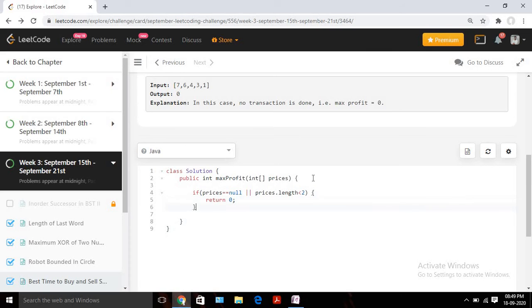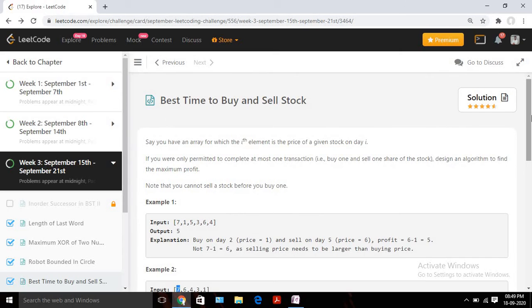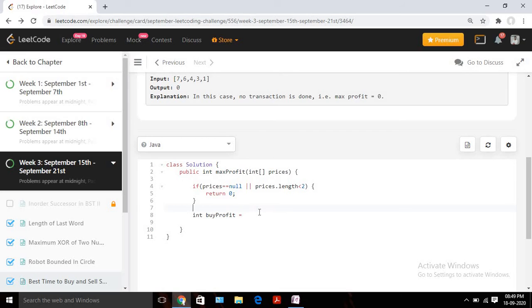Or else we are going to take 2 variables. In one variable I am going to store my buy price, and in another variable we are going to store our profit. Let us name the first one buy, and I will assume that I will buy on the first day itself. So initially my buy will be the price of the first day. Since index starts from 0, it should be prices[0]. We need another variable called profit, the actual profit we are making, that we need to return at the end of our program. Initially that will be 0.